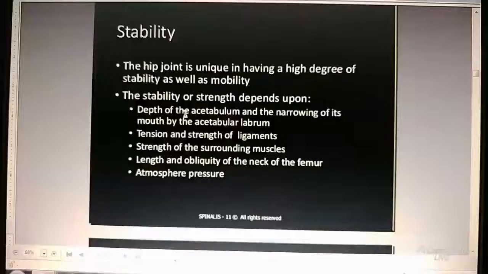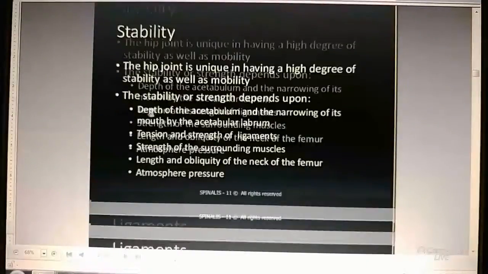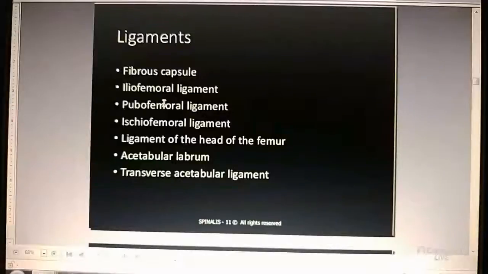Okay, in these features: stability. The hip joint is unique in having a high degree of stability as well as mobility. Its strength depends upon five factors. First is the depth of the acetabulum, deepened by the labrum. Second, tension and strength of the ligaments. Third, the surrounding muscles. Fourth, the length and obliquity of the neck of the femur. Fifth, the fascia. These are the main ligaments of the hip joint.